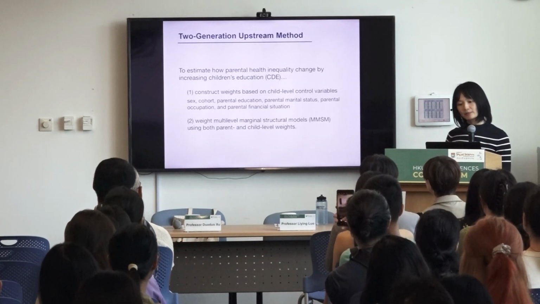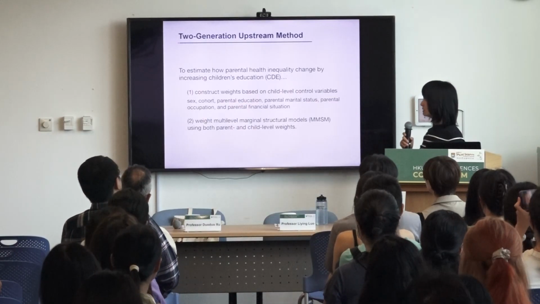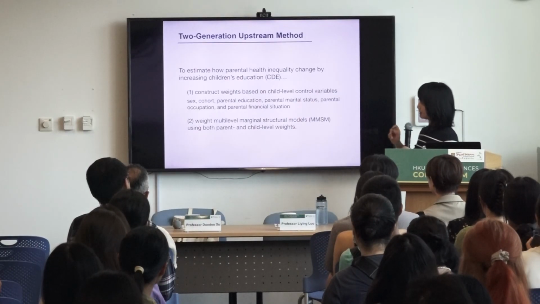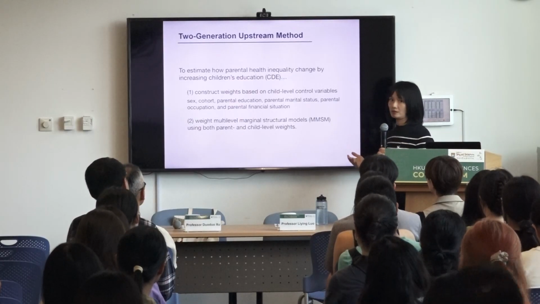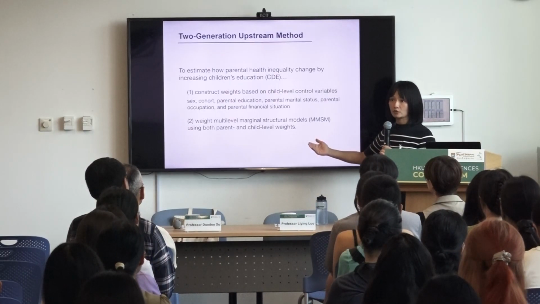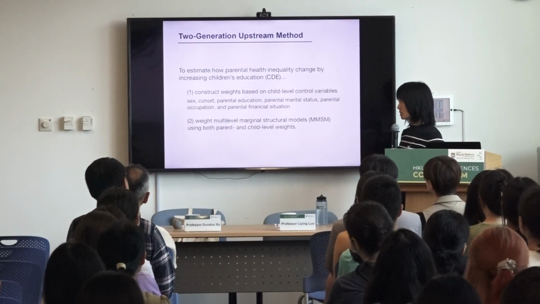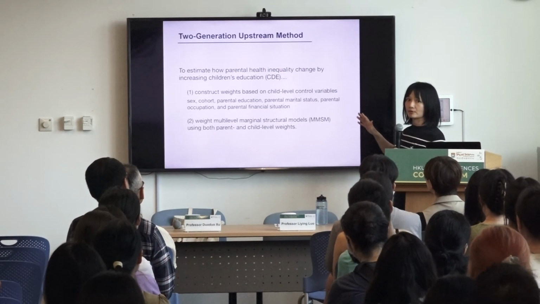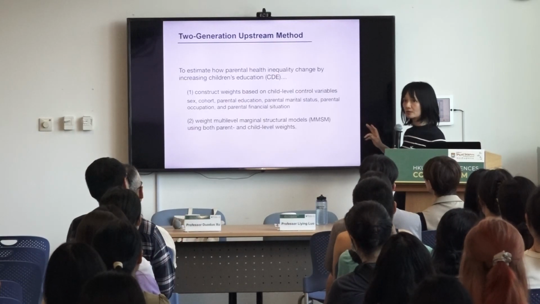To estimate how parental inequality in health changes as a function of children's education, we again follow a two-step procedure. The first step is to construct weights based on child-level controls. So we include controls such as sex; we know that boys, at least for children of the HRS respondents, are more likely to complete higher education compared to girls. And also birth cohorts, we know that education levels increase by birth cohort, and also parents' education, parental marital status, whether they divorced or widowed or something like that, and also parental occupation and parental financial situation.